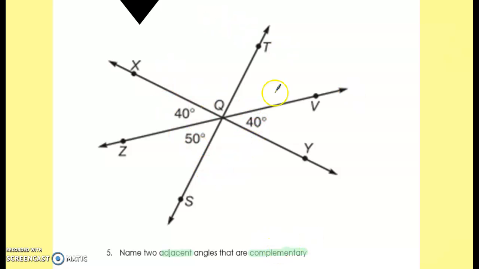So looking up at my graphic here, hopefully you're focusing in on these two angles right here. They are right next to each other. Again, they share that common fence in the middle, right? They're touching. And their angle measurements equal 90. 40 and 50 equal 90. So again, if we're looking to label, we start at one side, go to the middle, and go out to the other side. So we'd have XQZ. And the second complementary adjacent angle there would be ZQS.